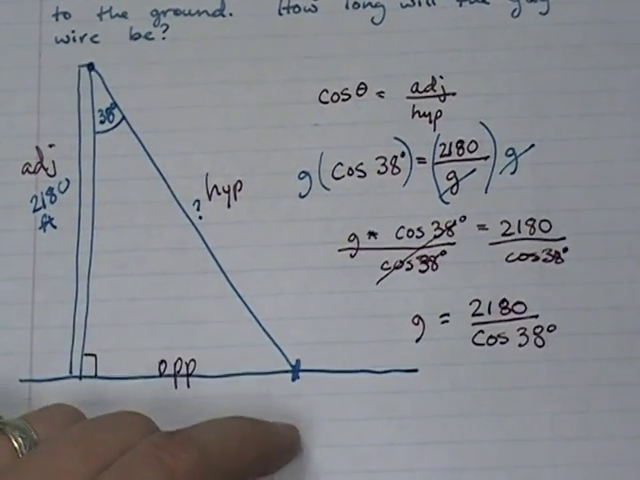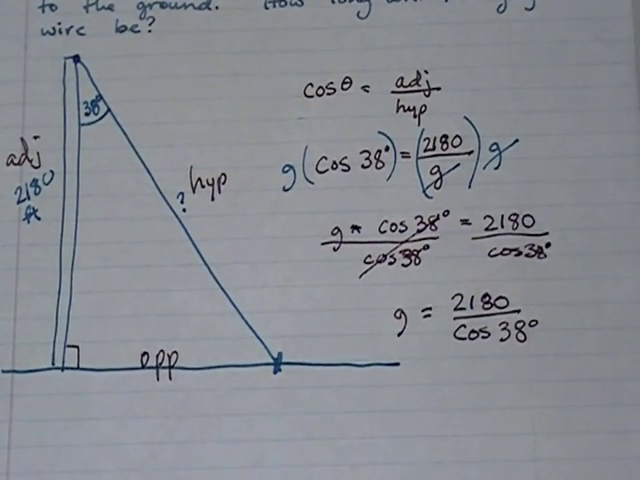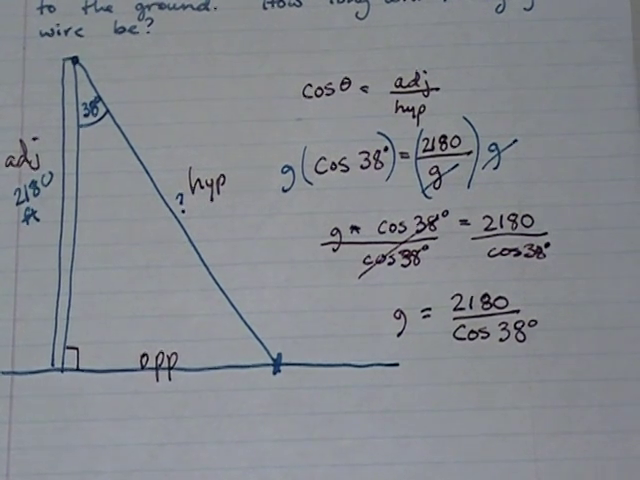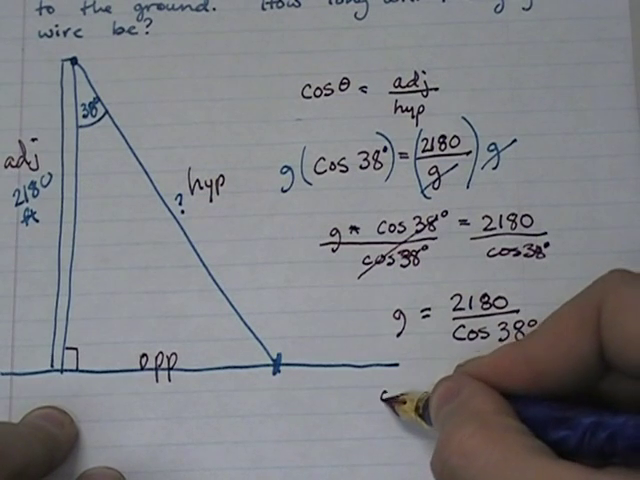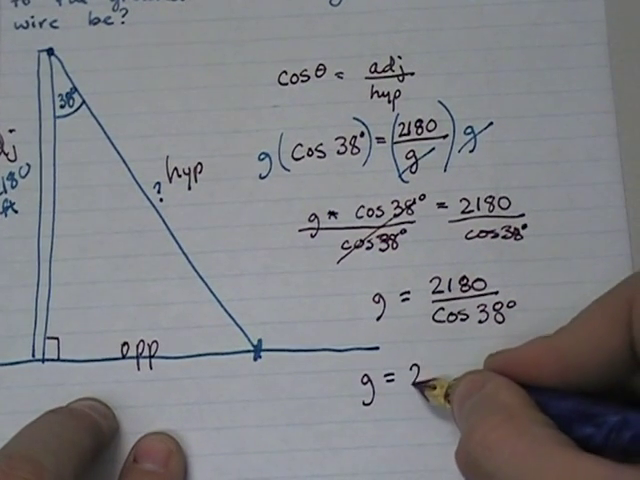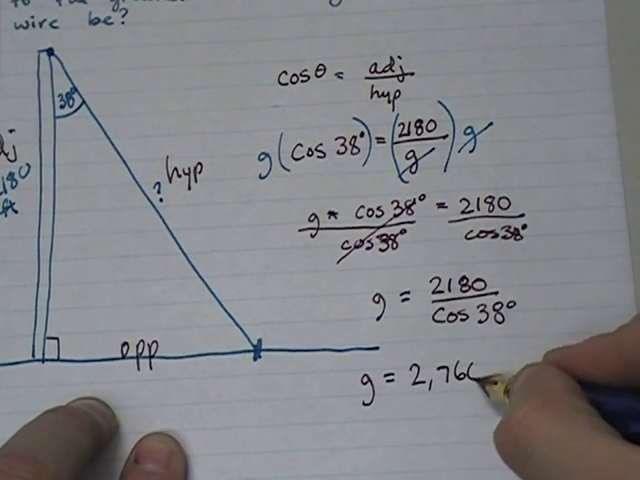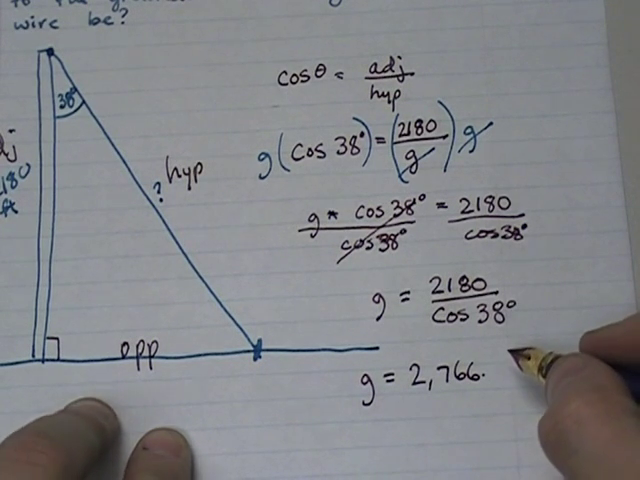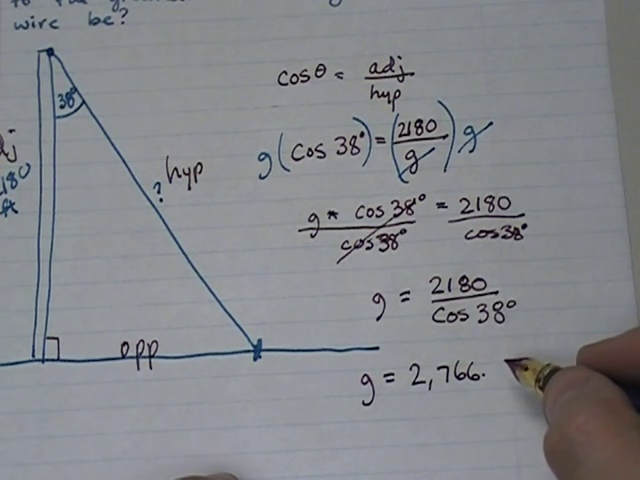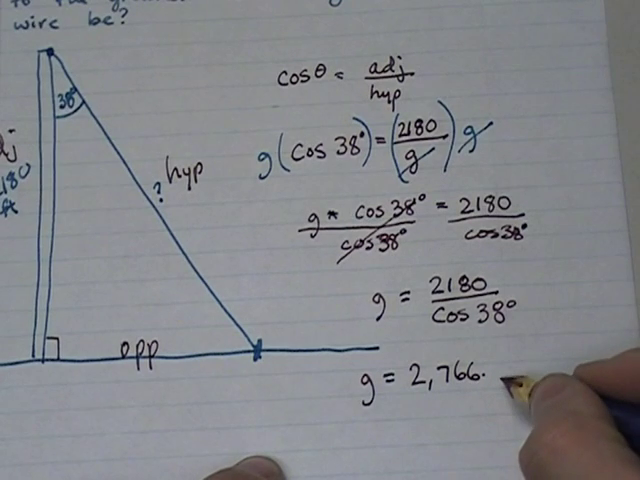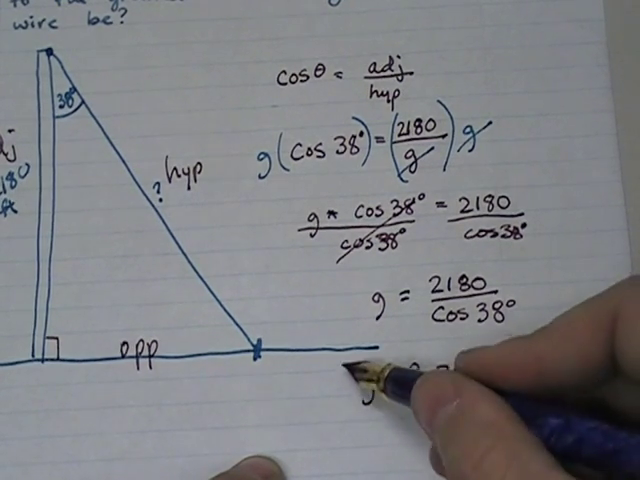Now, at this point, you can take your calculator and type 2180 divided by cosine of 38 degrees. And if you do, you'll get G equals 2766.459709, and we're going to call that 0.5.